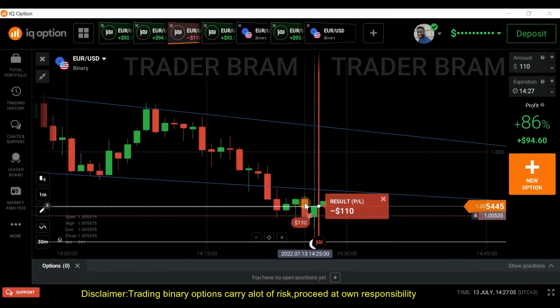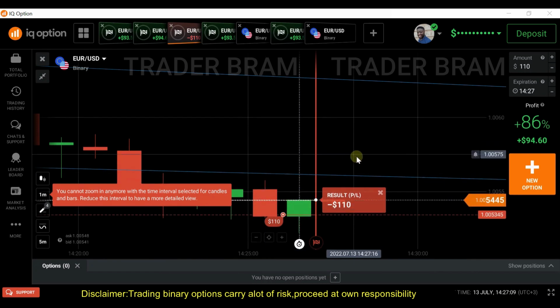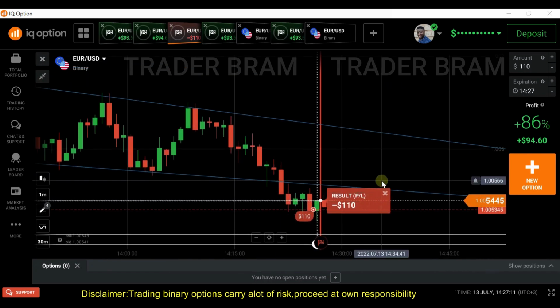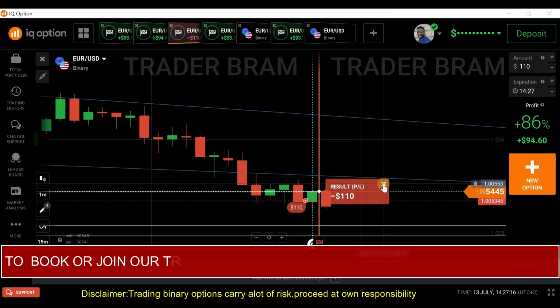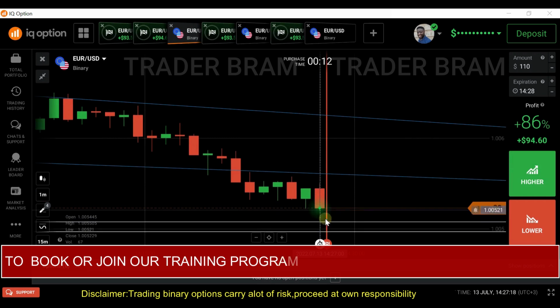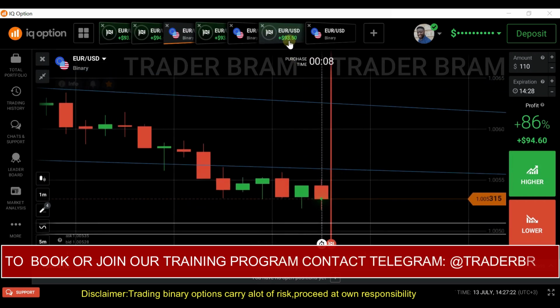I expected the sellers to move more down, but instead we got a buyer's candle because our next area is here. So it happens in the market, but eventually you can see the sellers are now moving more down to our level. So we lost that trade.